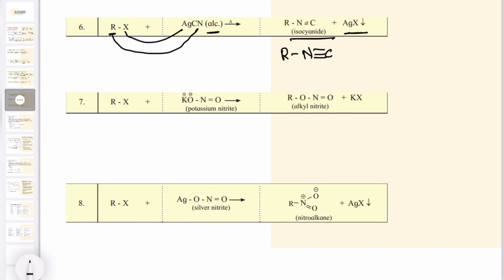Next, when alkyl halide is treated with potassium nitrite, then what happens? This K and X form a product KX, and the remaining R O N double bond O, that is alkyl nitrite, is formed as a product. Then the last reaction: when alkyl halide is treated with silver nitrite, then formation of the nitroalkane and AgX, silver halide, is precipitated out. Okay, these are some nucleophilic substitution reactions of alkyl halide.